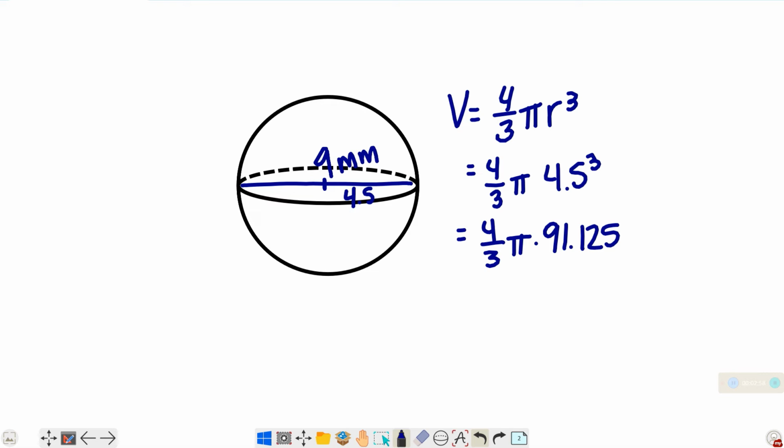So for this, I'm going to take 91.125 and I'm going to multiply it by 4. Then I'm going to take that answer and I'm going to divide it by 3. Which gives me 121.5 pi. This is measured in millimeters and it is cubed.